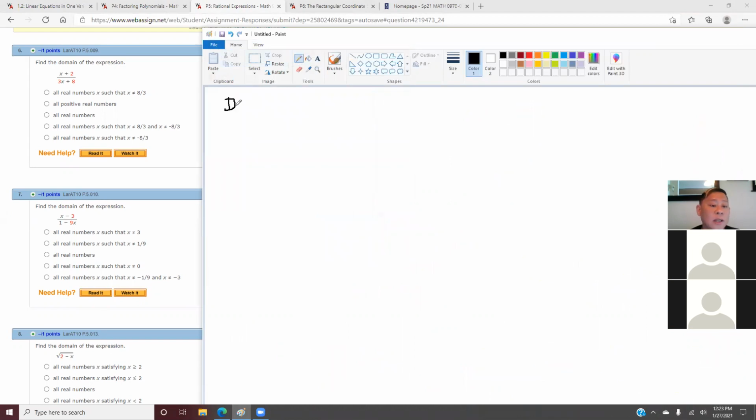So if a question is given to us like question number 7, (x minus 3) over (1 minus 9x), and the question is asking for a domain. As you know, for fractions, the denominator cannot be 0 because anything over 0 is undefined. So what we do is we solve for x here. You figure out 1 minus 9x equals 0. You guys know how to solve for x here, right?